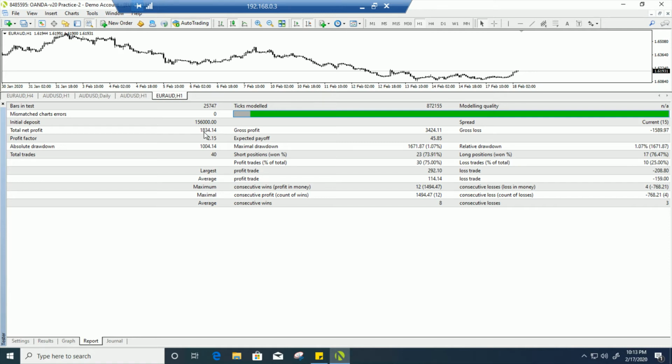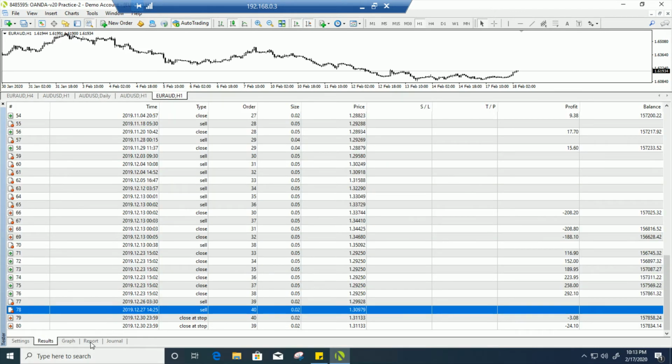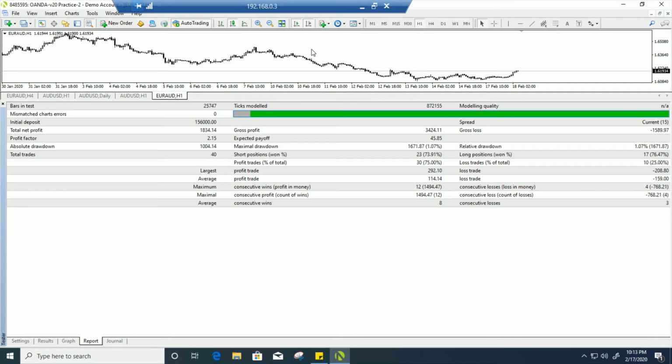Look at the drawdown. The absolute drawdown was $1,000, but we picked up $1,800. So still, keeping the drawdowns within $156,000, $1,000 is not a big deal. I like the risk. This may be a starting point, and then we can start off with something else. So I'm going to go ahead and check it out.